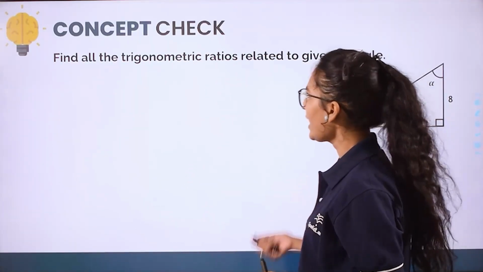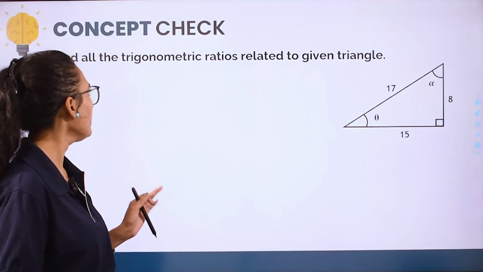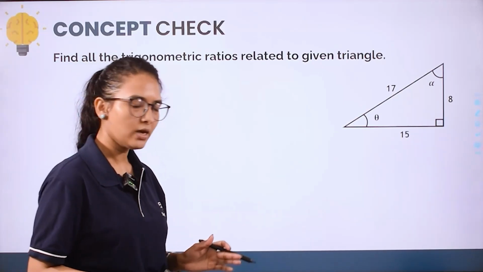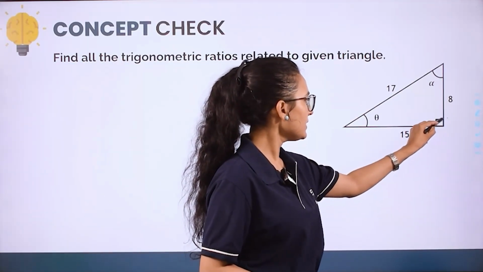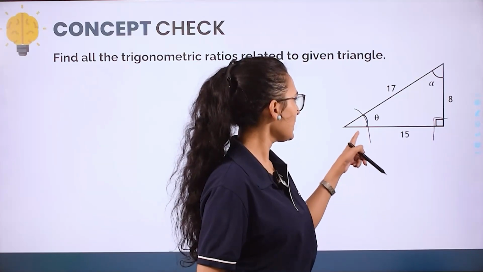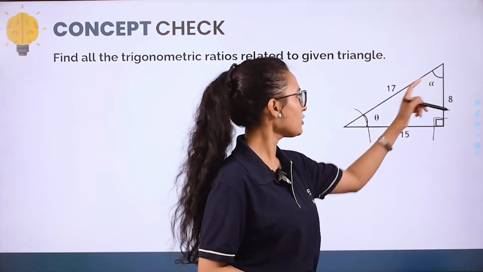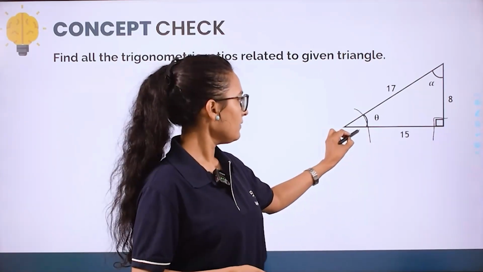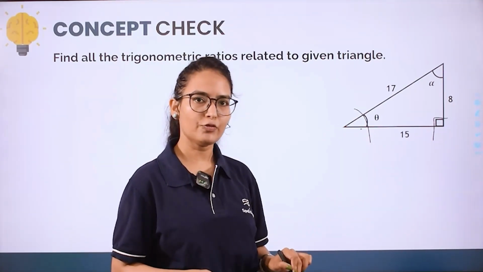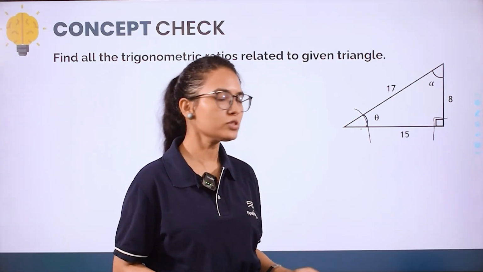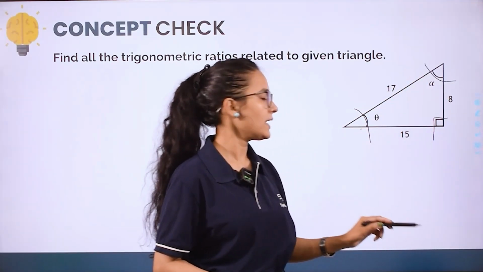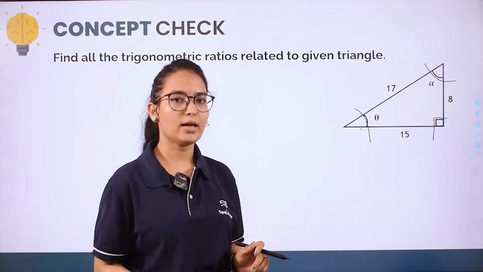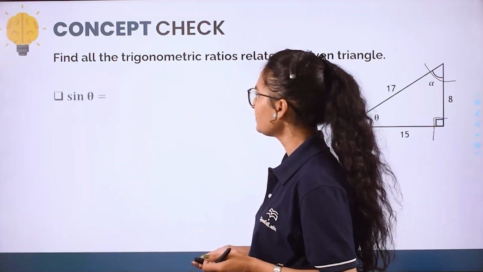Now we have the next question. The question is, find all the trigonometric ratios related to the given triangle. Now in this triangle, what is different is that this is the 90-degree angle. Two angles of reference are there. Here we have theta and this alpha is also given. We can change the angle of reference, right? We will take theta as the angle of reference first and write all the trigonometric ratio values. Then we will take alpha as the angle of reference and write all the alpha values also. And we will observe one very beautiful thing about this. So let's start with the theta values.